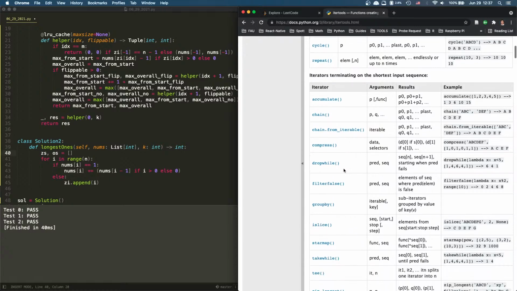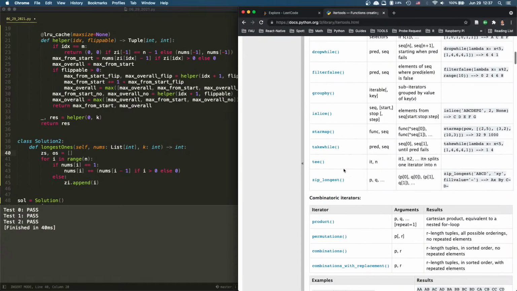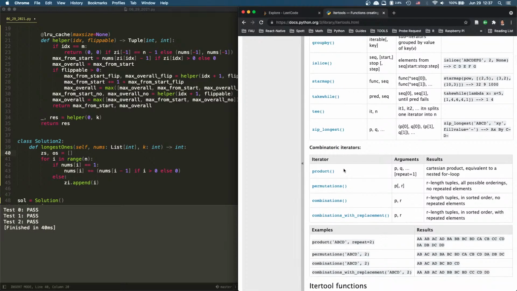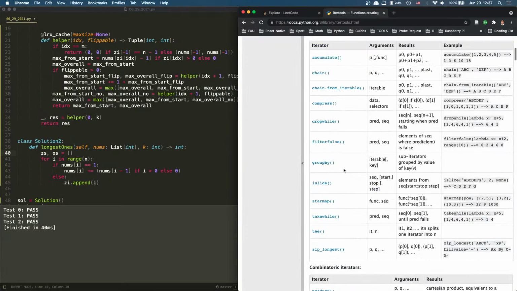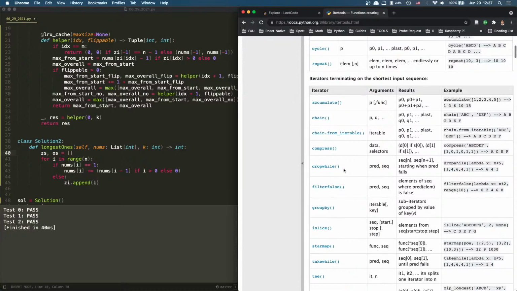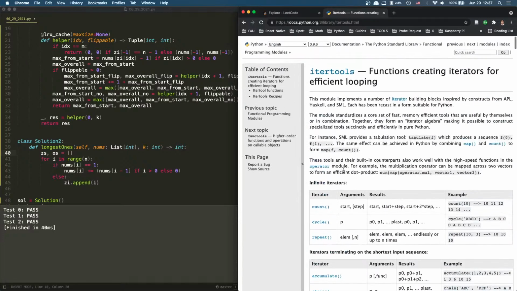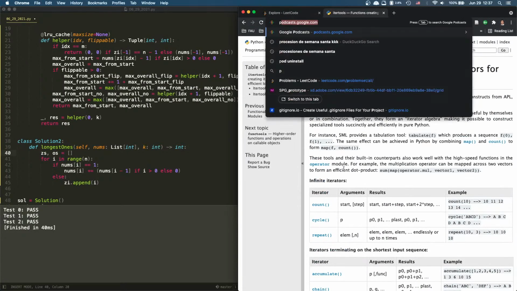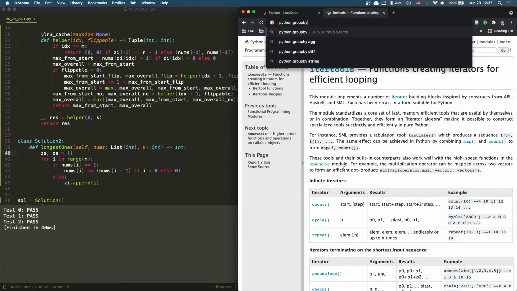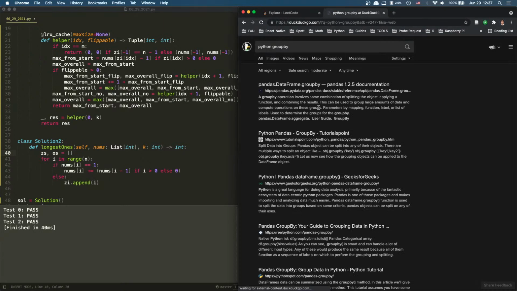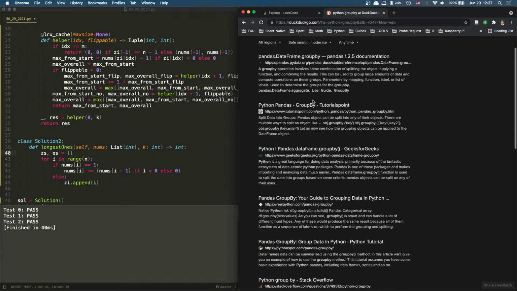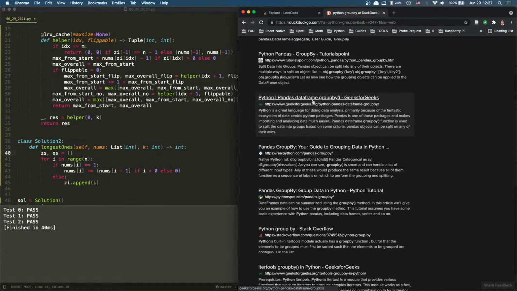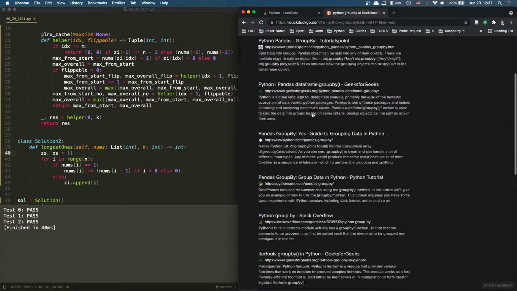Which one am I thinking about? Filter, product, permutation. No, I think it's groupby, right? Where's groupby? Python groupby? It has groupby. No, pandas has groupby. itertools groupby. Yeah, itertools has groupby, right?